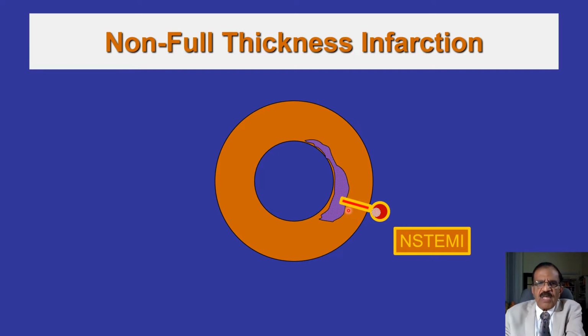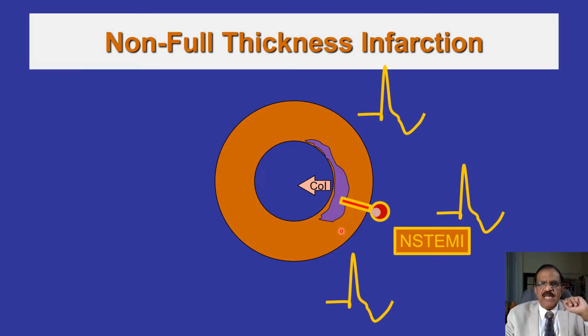And in this case, current of injury is flowing away from the lead. So if there is a lead here, it would record it as ST depression. So typically in non-full thickness infarction, you do not have ST segment elevation. And also, this area is not truly represented in a particular lead. It is typically shown in multiple leads. So we believe that in case of NSTEMI, non-ST segment elevation myocardial infarction, it is usually not possible to exactly pinpoint the culprit artery.